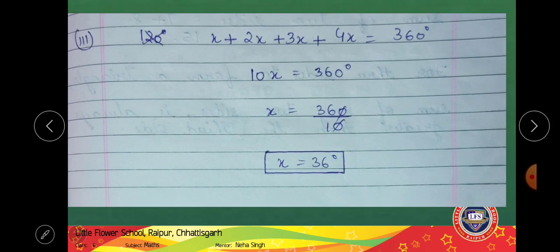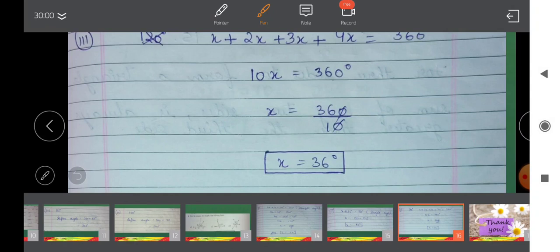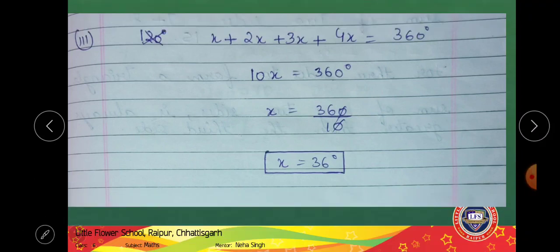right? See, 360 and 10. We can cancel zeros or we can directly divide. Our answer will be 36 degree, right? So for this the value of x is 36 degree. So with this question we finish the exercise. Complete your copy and write all the questions in your geometry copy. You have to start this chapter in your geometry copy. This I have told in the first video itself.